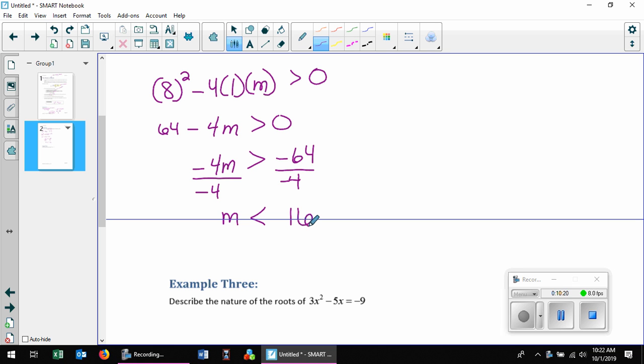I can put in negative 3.2 and it works. But as soon as I put in 16.5 or 17, it doesn't work. Or 16.0001, it doesn't work. So the m value has to be less than 16. So this is your grade 9 rule.